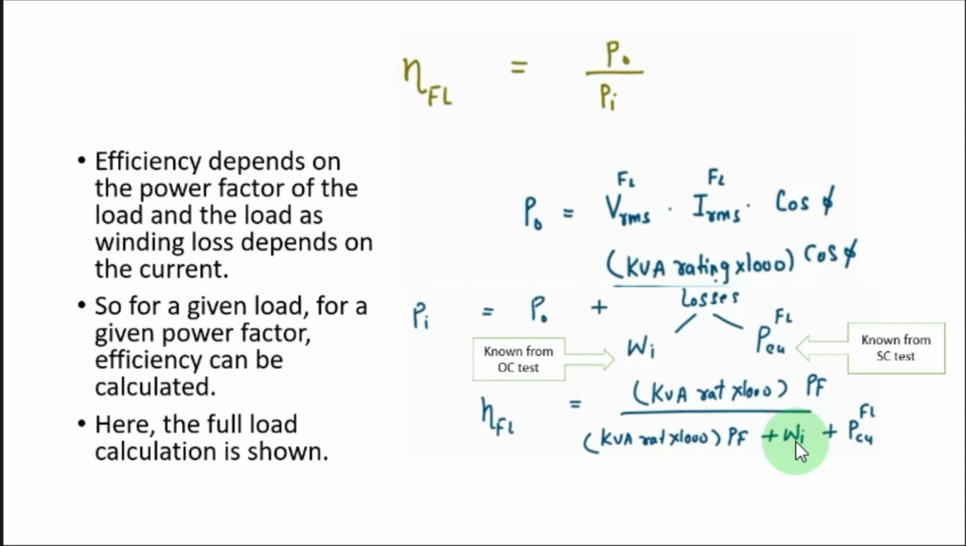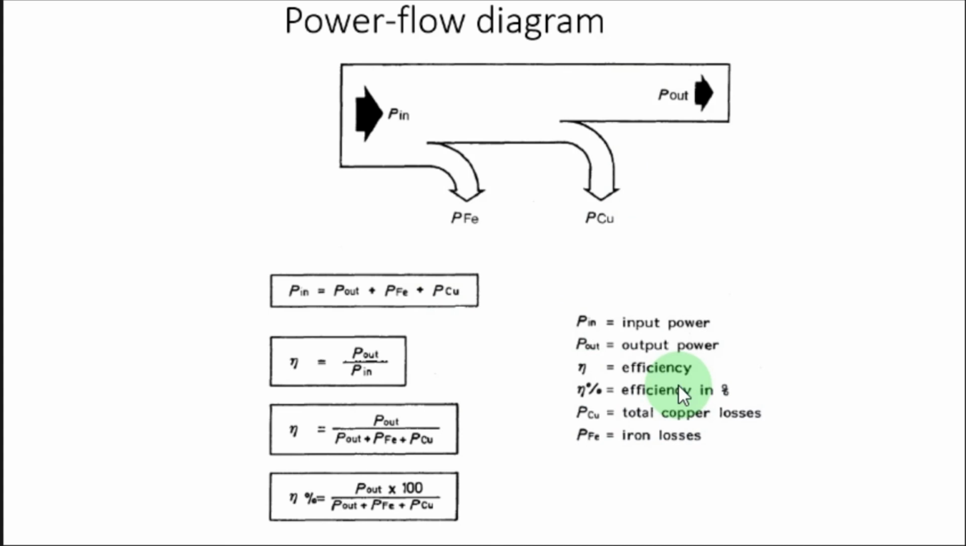And the winding resistance, sorry, iron loss, we are using the open circuit test. So this is the wattmeter reading at the open circuit test. This is the wattmeter reading at the closed circuit test. Right. So in a simple diagram we can show the power flow through the transformer.